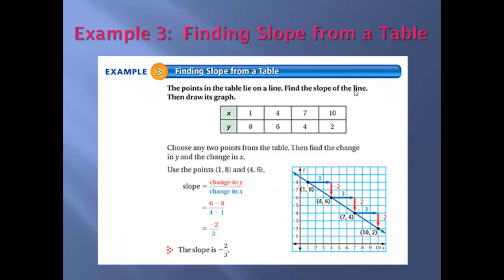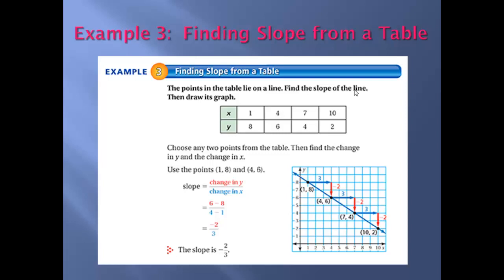Now we're going to look at our third example, finding slope from a table. The points in the table lie on a line. Find the slope of the line, then draw its graph. This table gives us coordinates. It gives us our x value and our y value. So our coordinates are (1, 8), (4, 6), (7, 4), and (10, 2).